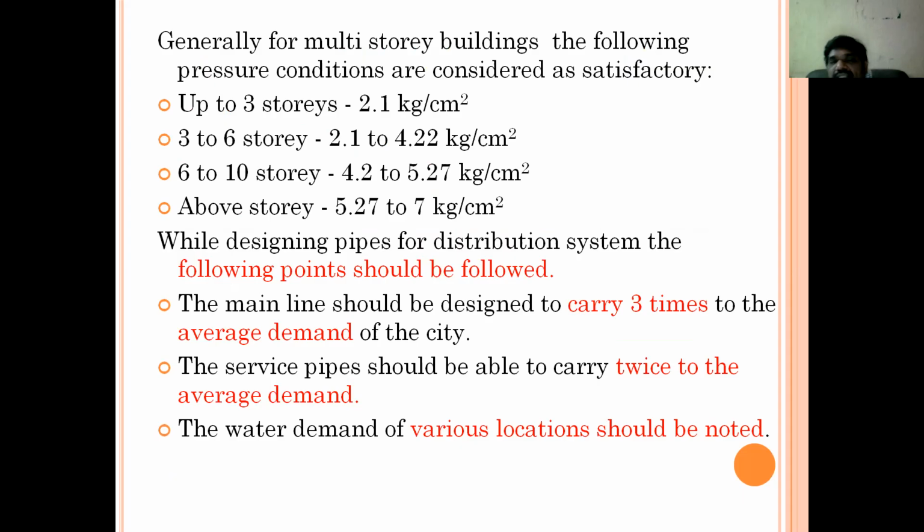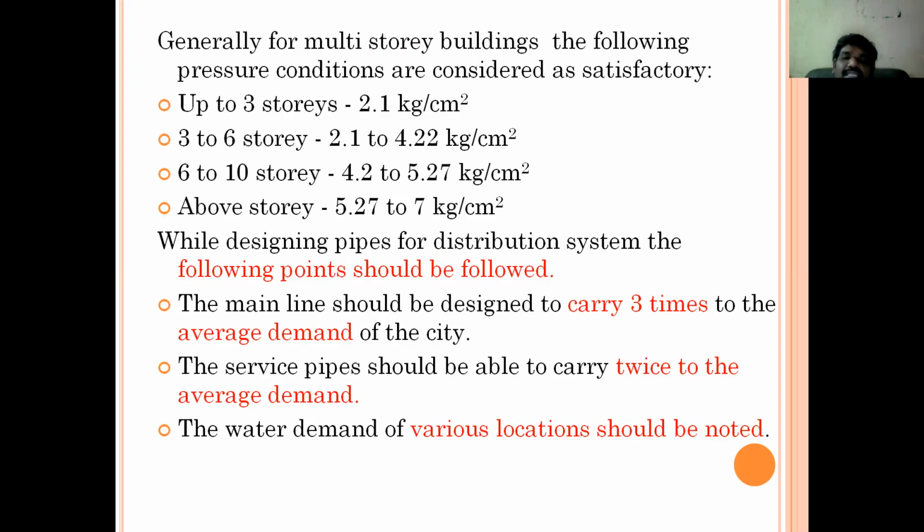For up to 3 stories, a required pressure of 2.1 kg per centimeter square has to be maintained in the pipelines. Then only the water will be supplied without any supply related issues. If the building height is 3 to 6 stories, the required pressure is 2.1 to 4.22 kg per centimeter square. If it is 6 to 10 stories, the pressure is 4.2 to 5.27 kg per centimeter square. And the last one, if the height is above 10 stories, the required pressure is 5.27 to 7 kg per centimeter square.